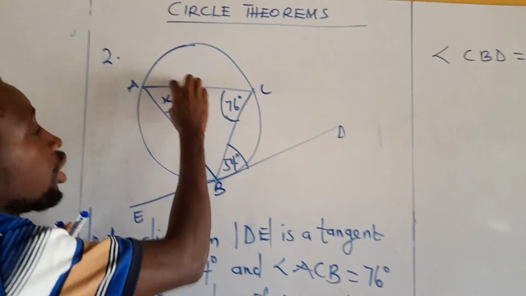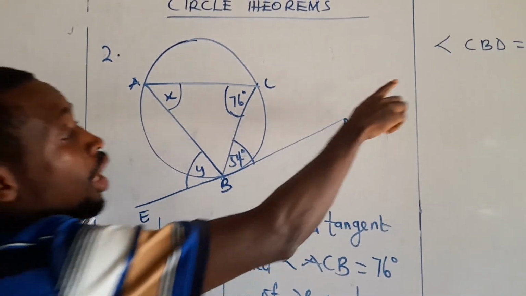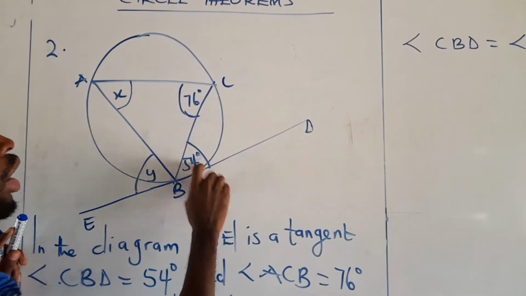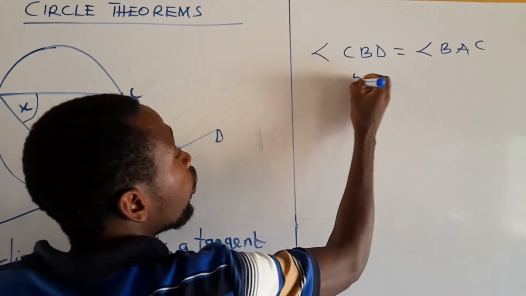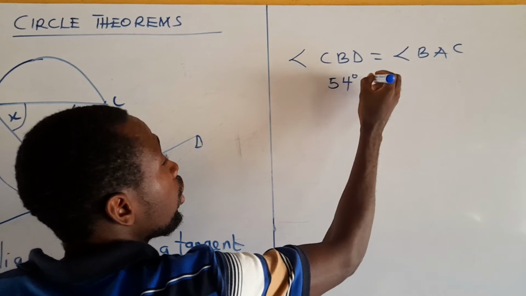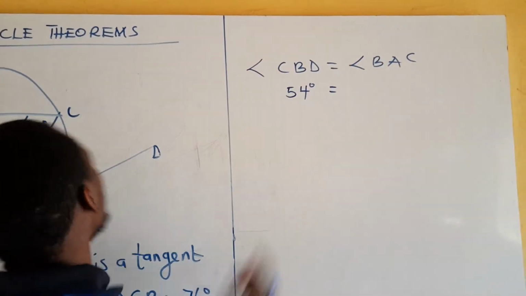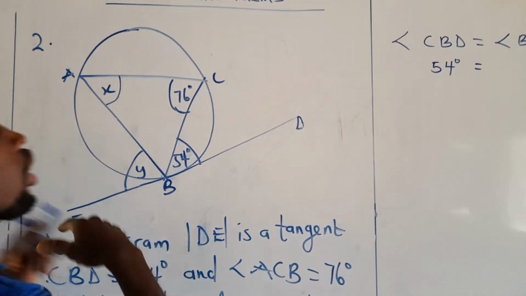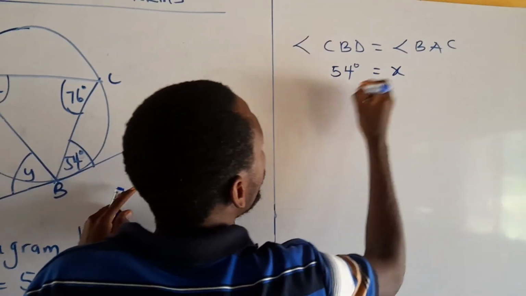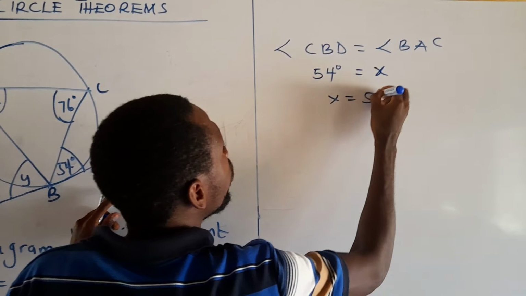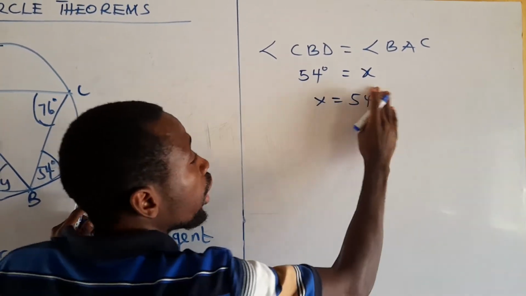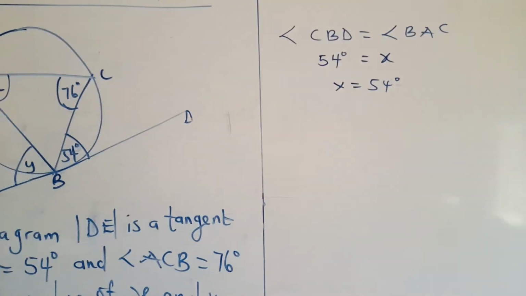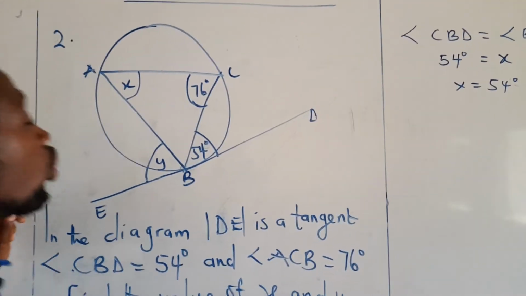This angle is equal to this angle. So what's angle CBD? Angle CBD is 54. So 54 degrees is equal to angle BAC. That's BAC, this angle here, and that's x. So x is equal to 54 degrees. I hope you get that. So the value of x is 54 degrees. Now we need y. Look at it.